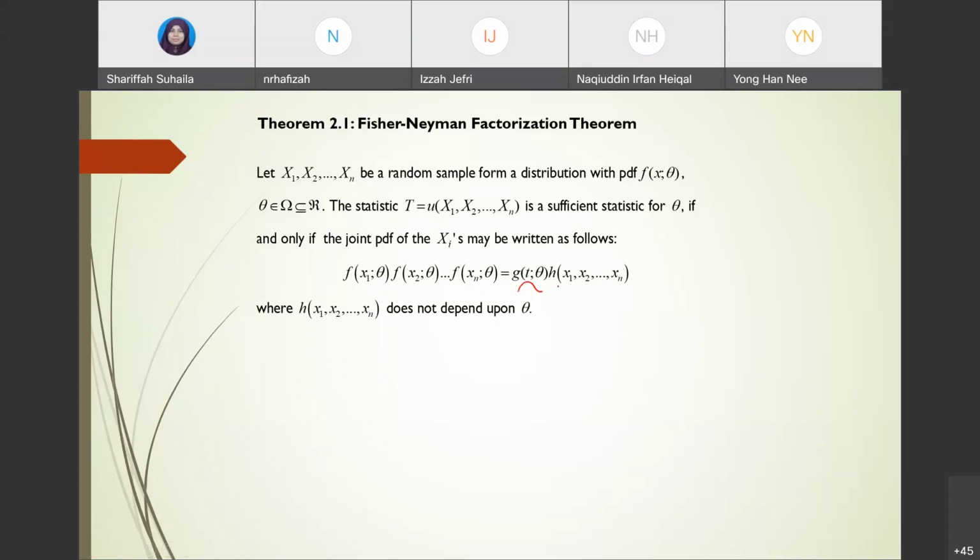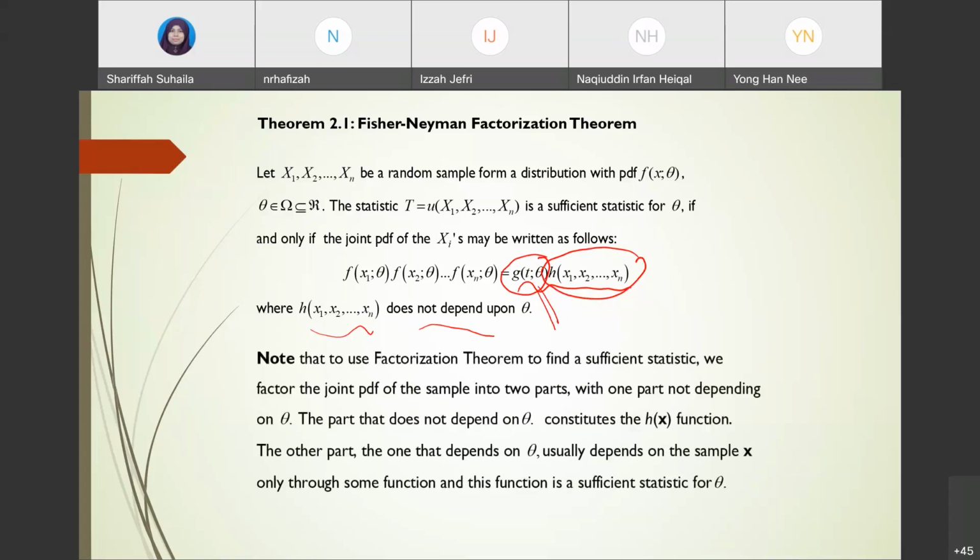Tapi kita boleh ungkapkan dalam bentuk g(t; theta) h(x1, x2, xn), where your function h here does not depend upon theta. Okay. So kalau kita boleh splitkan kita punya joint PDF into two parts. The first part, dia depends on theta lah. Ini ada theta, g(t; theta). The second part does not depend upon theta. So then we can call that your T is a sufficient statistic. Okay, kita tak perlu lagi buat conditional probability function.